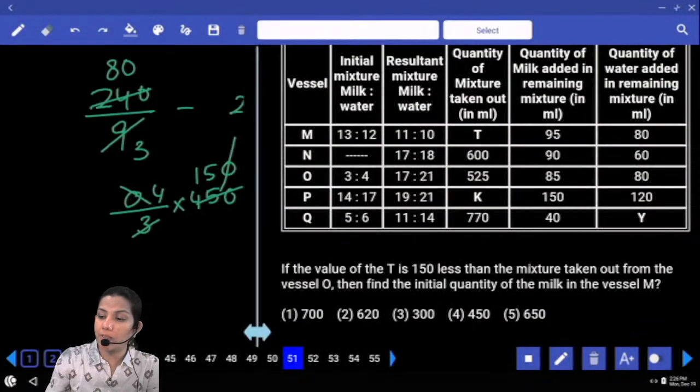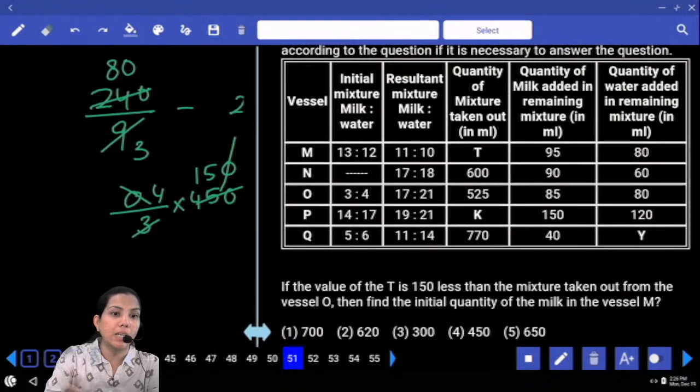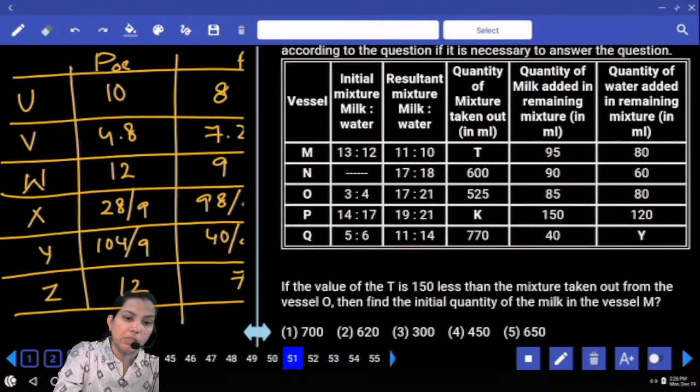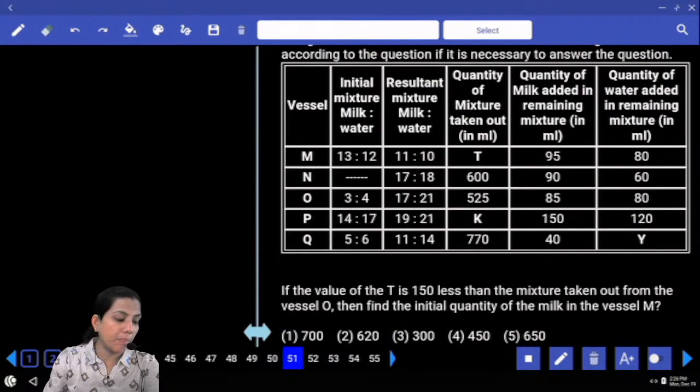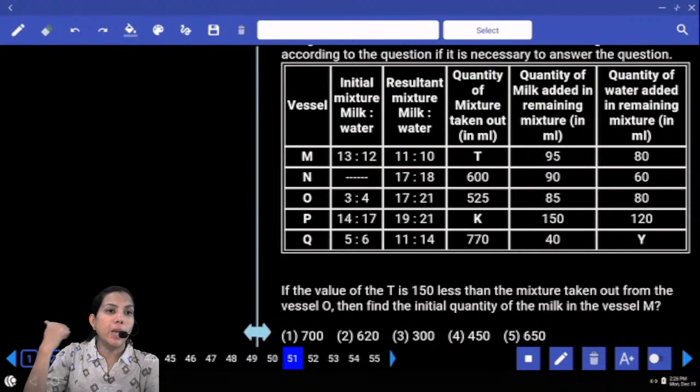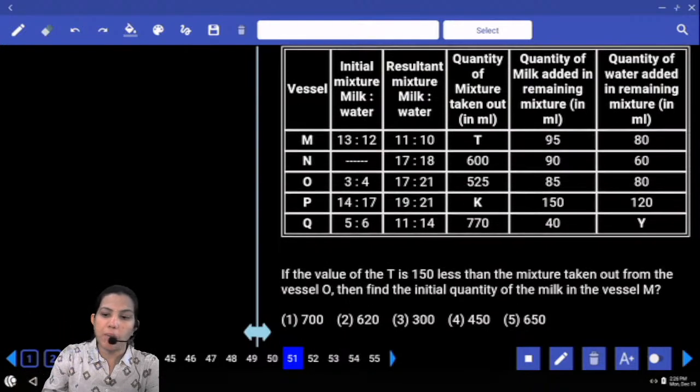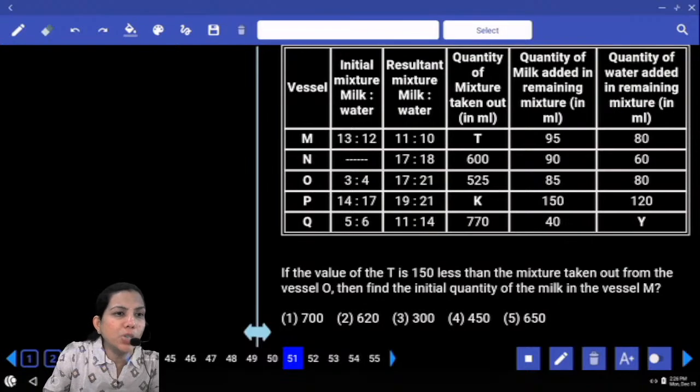The calculation part will be more. We know the question and the model, but the calculation part is more. Look, according to the question, MNOPQ are the vessels. Initial mixture milk and water ratio. Resultant mixture, that means final mixture milk and water ratio. Quantity of mixture taken out, that is the third column. Quantity of milk added, quantity of water added. Water added is the last column. Before the last column, that is quantity of milk added.